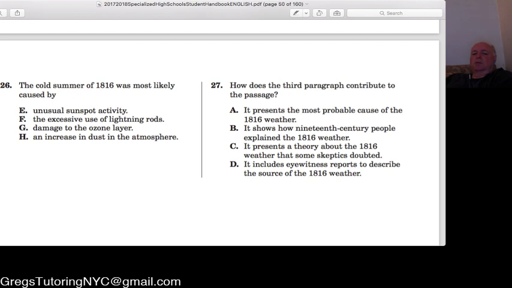D, it includes eyewitness reports to describe the source of the 1816 weather. No, I'm not sure that was done at all in the passage, and if it was, it's certainly not in the third paragraph. And the third paragraph is just expressing different ideas for why the thing may have happened. It's not people reporting, like how can you explain by a lightning rod, which is the things they put on the top of the homes that Benjamin Franklin invented to stop houses from getting hit by lightning and burnt down. How is that an eyewitness report to the effect of that winter? I mean, that's really a jump there. So the answer here would be B.